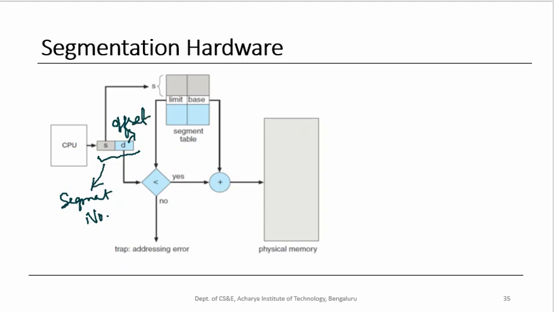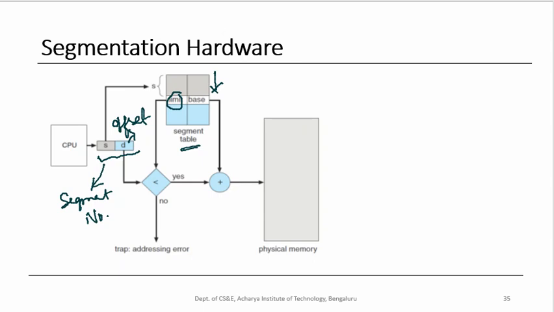Now see, this D is compared with the limit entry in the segment table. The S is used to index into the segment table, that is the hardware, and this, if you remember, we had already discussed when we started the discussion about memory allocation. This is a kind of memory protection given by the operating system, so that one process will not access the address space of any other process.